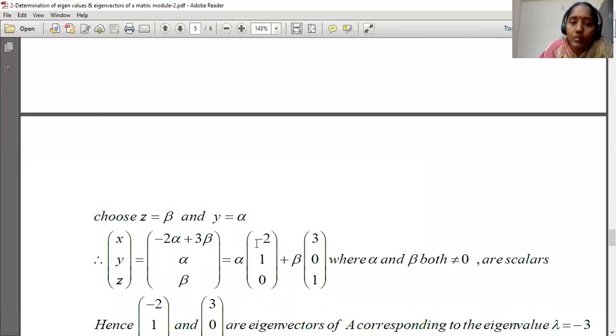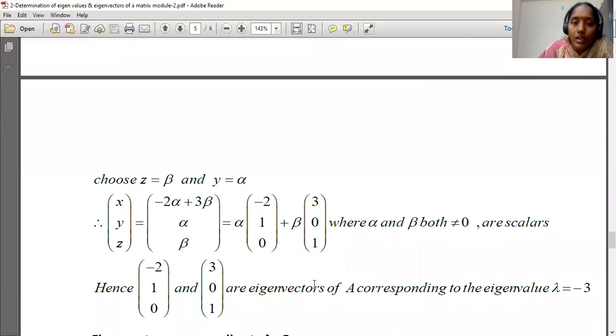Substitute those values here and write this as a sum of vectors, a linear combination. So here, alpha times (minus 2, 1, 0) plus beta times (3, 0, 1), where alpha and beta are both non-zero scalars. Hence, (minus 2, 1, 0) and (3, 0, 1) are eigenvectors of A corresponding to lambda equals minus 3.